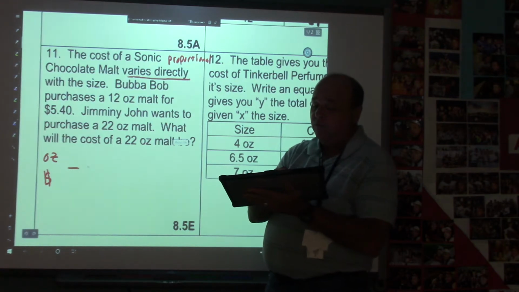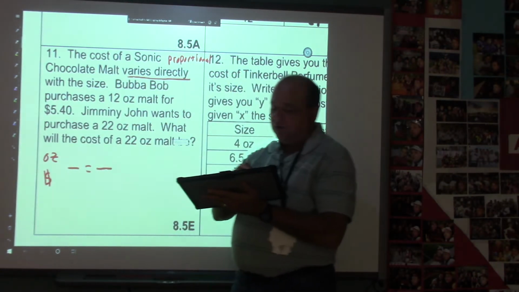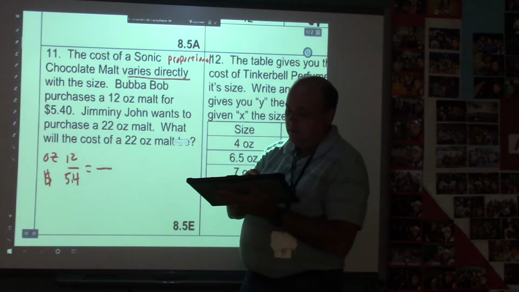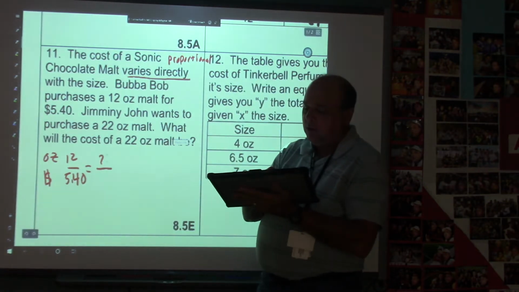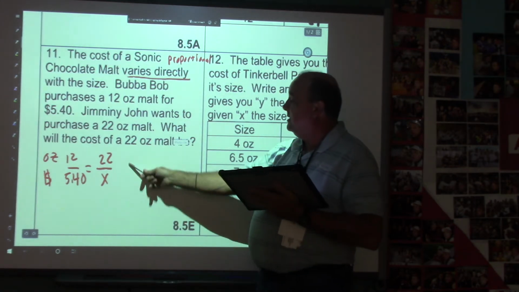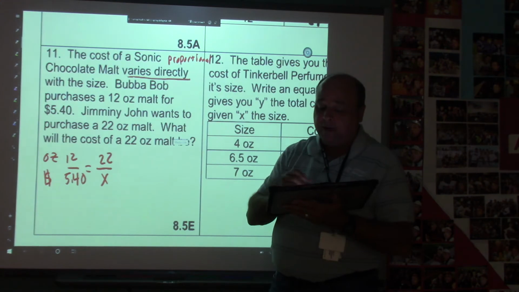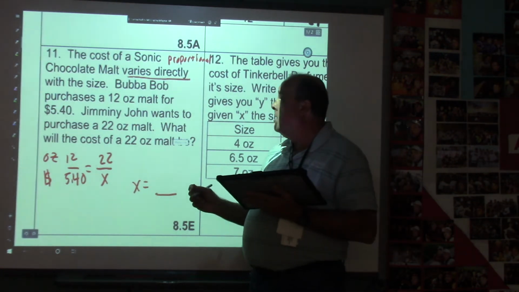And I'm going to make 2 fractions, right? So I have 12 ounces for $5.40. And then Jimmy John wants a 22-ounce malt, and we do not know what the price is going to be, do we? Now this is 6th grade math, you're going to multiply and divide, right? I'm going to let you do that on your own. Get x equal whatever the number is, okay?